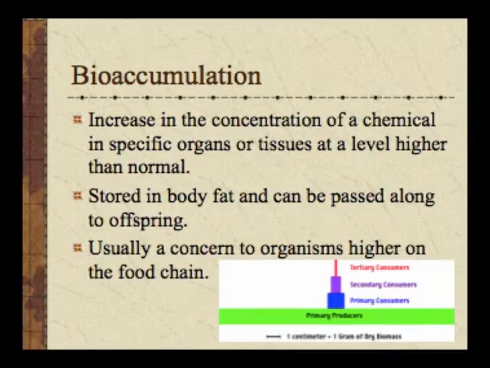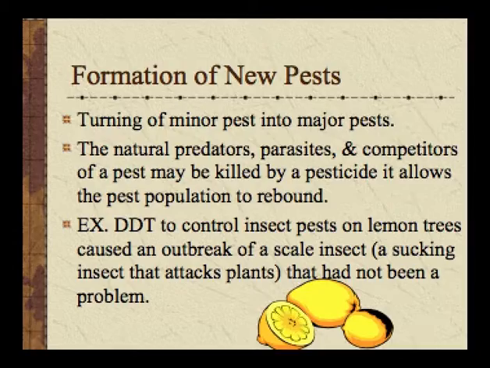They bioaccumulate. We've talked about this word a lot, and you'll see this on the exam. Bioaccumulation or biomagnification. It increases the concentration of the chemical in specific organs or tissues, and it goes higher and higher the higher up the food chain that you go, and it's stored in body fats.